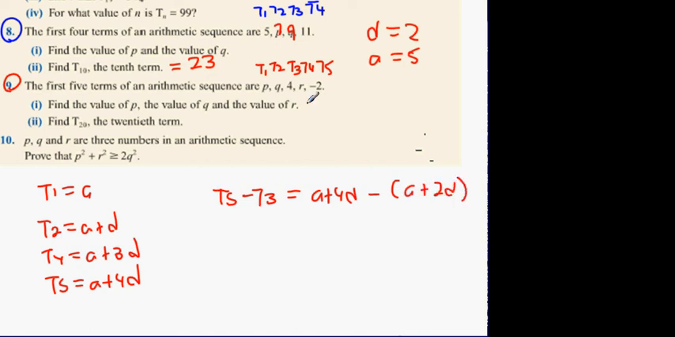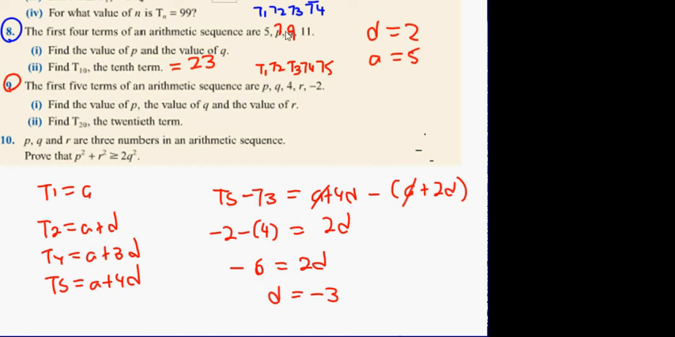And we know that T5 minus T3 is minus 2 minus 4 from this above, and we know that equals A plus 4D minus A plus 2D. So the A's cancel, and then we have 4D minus 2D, which is going to be 2D. Now we can find out what D is this time, so we can say that minus 6 equals 2D. D therefore equals minus 3.